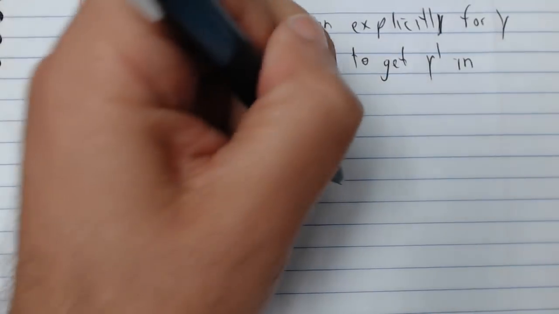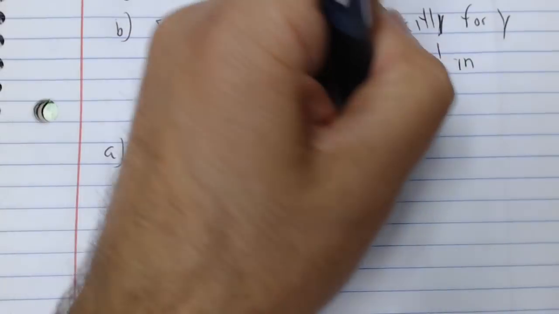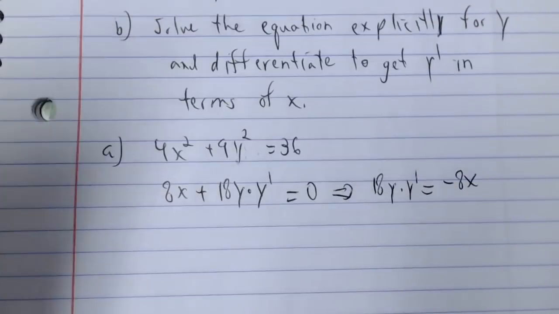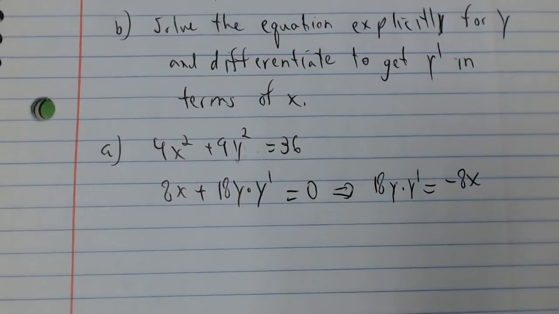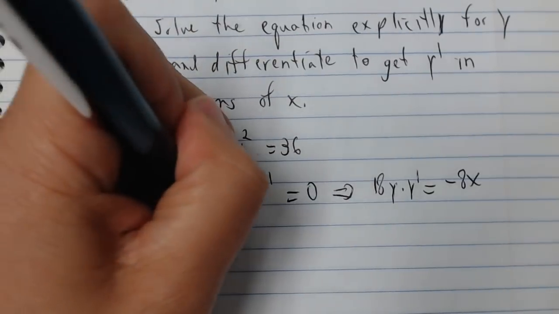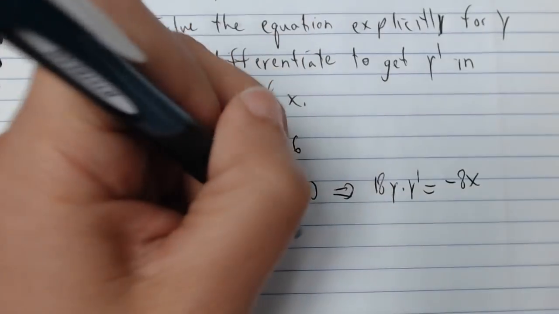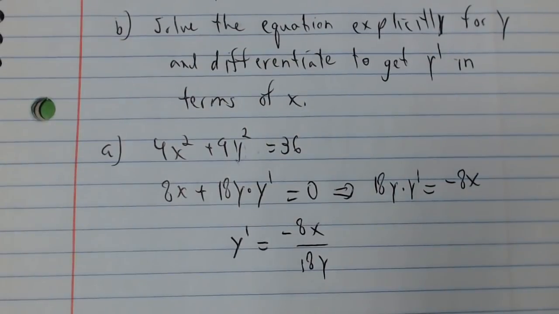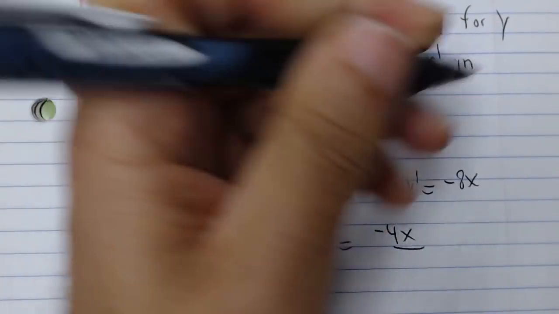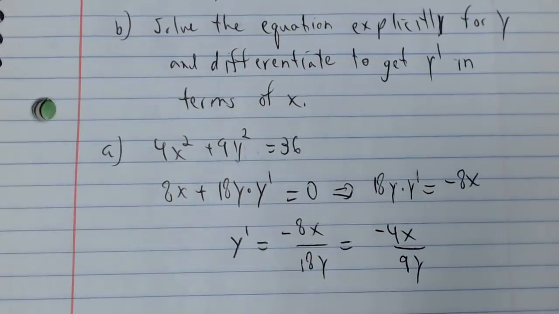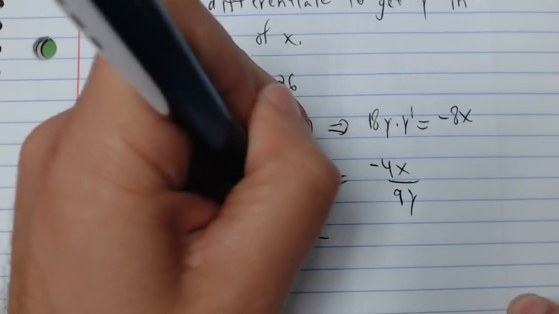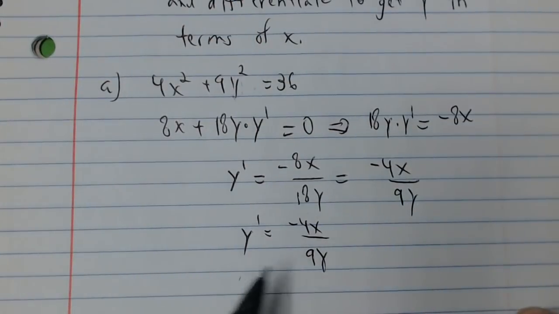Now that I have this, I can solve for y prime. Given this, we have 18y times y prime equals negative 8x. I just subtracted 8x from both sides, and then divided both sides by 18y, and that means y prime equals negative 8x over 18y, which simplifies to negative 4x over 9y. Notice that y prime is negative 4x over 9y, and this is still the derivative of y.